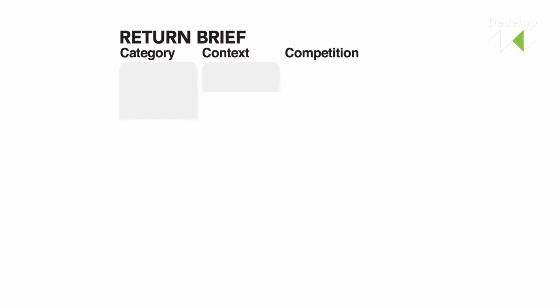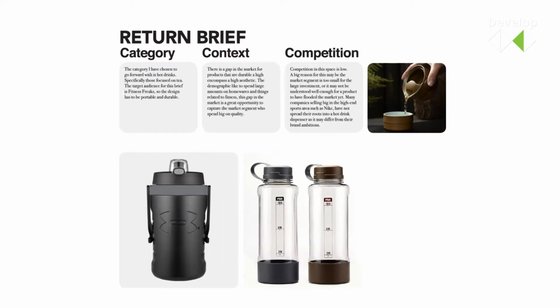Yeah, so what's really nice about this example of the return brief that we have here, the student is very clearly talking about the category of products that their design will fit within, the context, so that's talking about the user, but also the situation in which the user would actually use the product. And they're even talking about the competition, so that's linking back to the benchmarking. And they've shown some images of the kind of key competitors to also help guide aesthetically how the design will progress. Yeah, it's a really nice example.